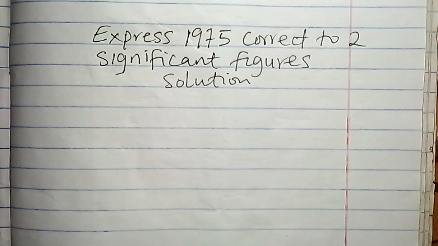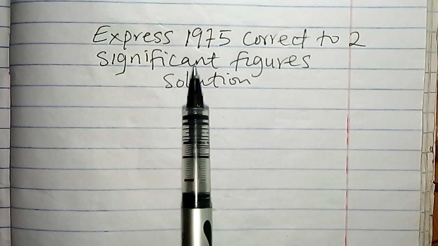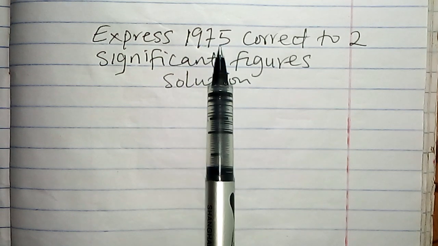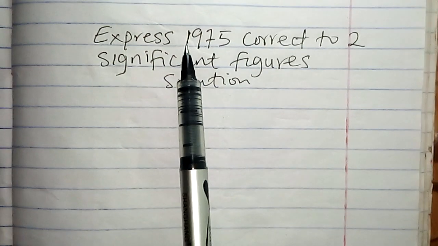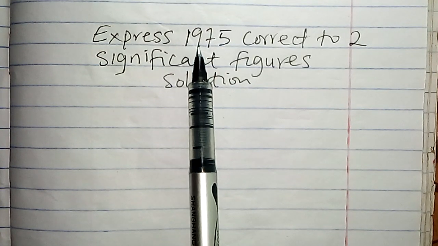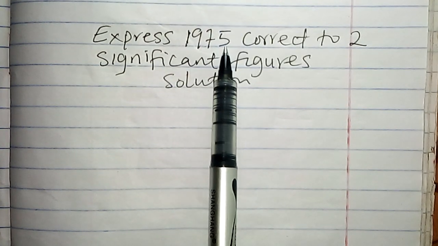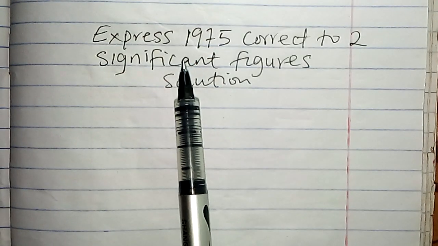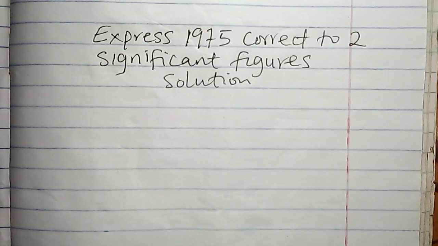Secondly, we need to look at the number of significant figures, let's say two. Now, what we have here is 1975. All of the numbers here are significant figures. This is the first significant figure, this is the second, this is the third, and this is the fourth. So what do we do? We write two significant figures.